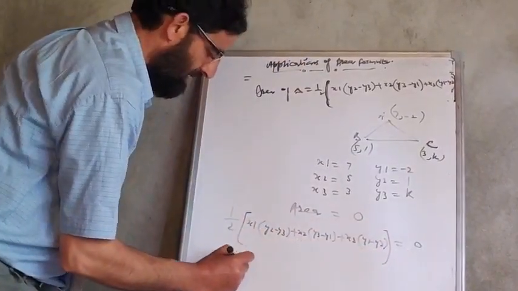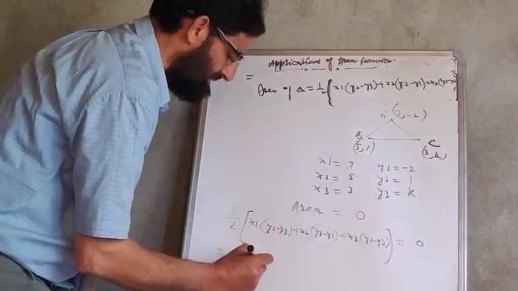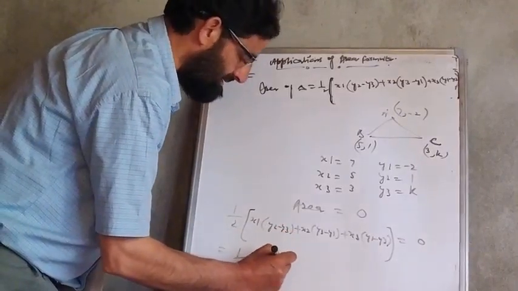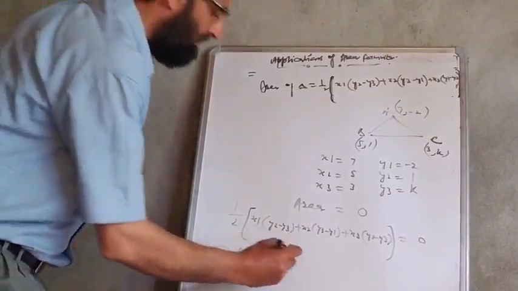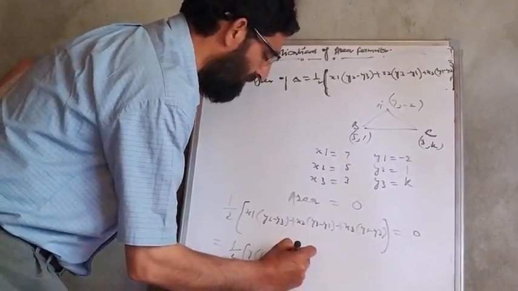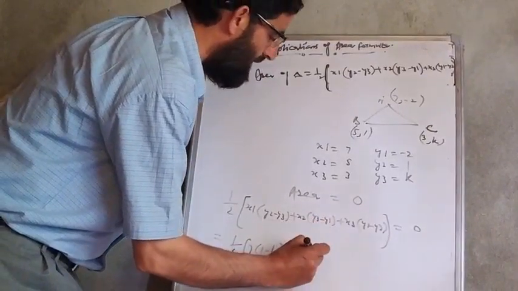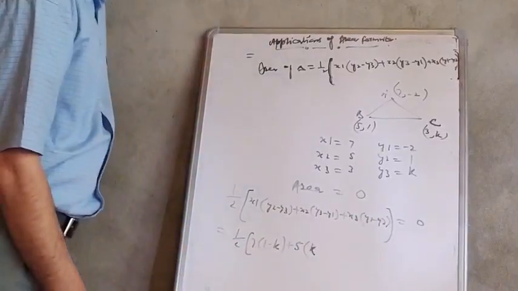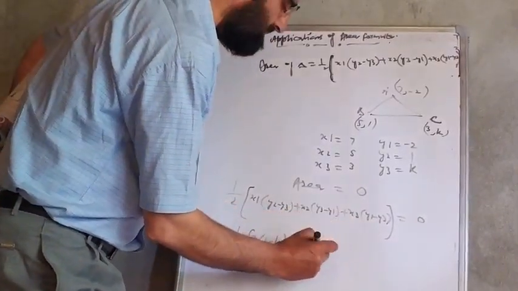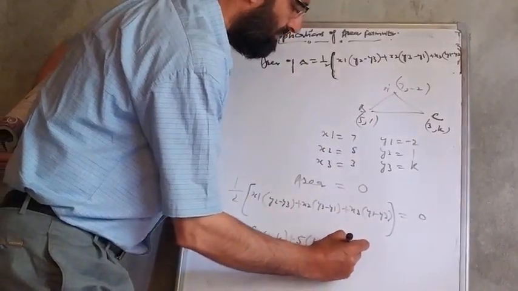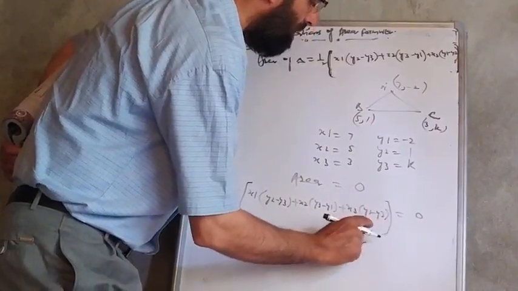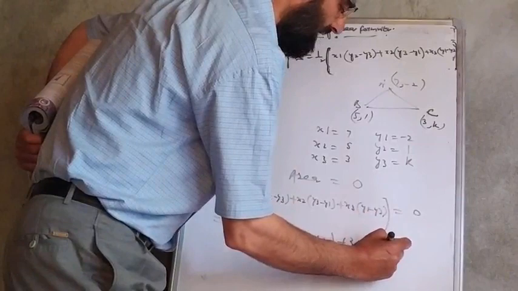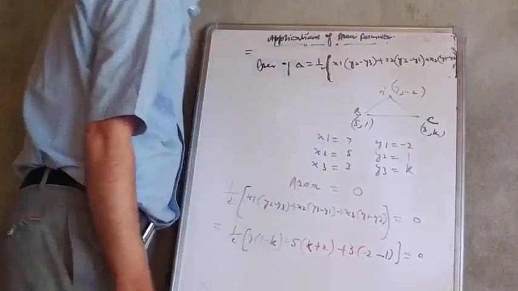So this is 1 by 2, x1 times (y2 minus y3). It is 7 into y2, y2 is 1, minus y3, it is k, plus x2 is 5 and y2 is 1, y3 is k, minus y1, it is plus 2, plus x3 is 3, y1 minus y2, y1 is minus 2, minus 1. This is equal to 0.